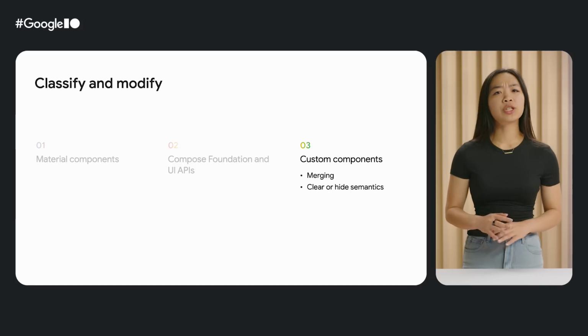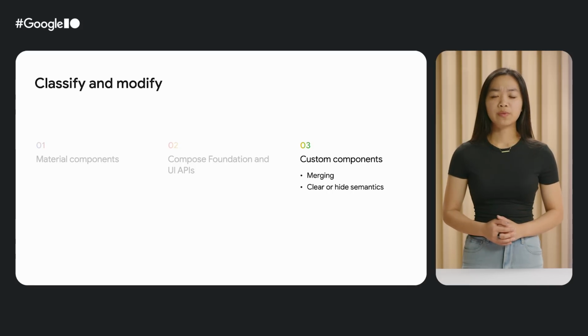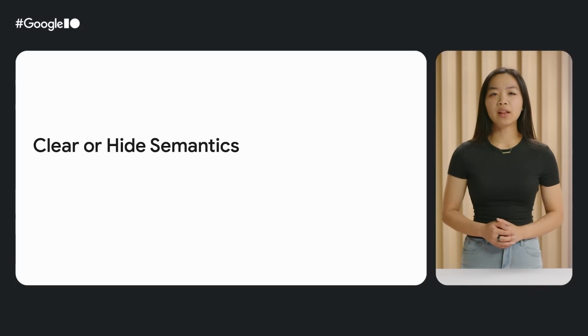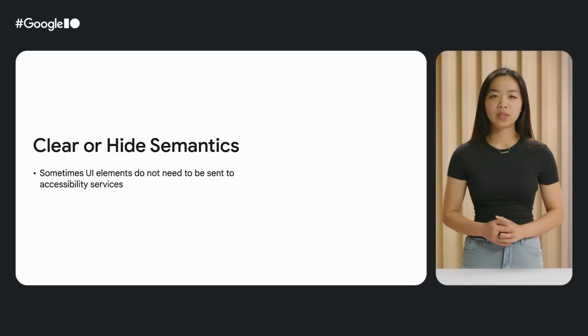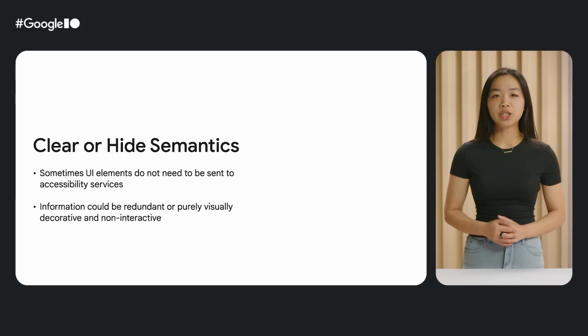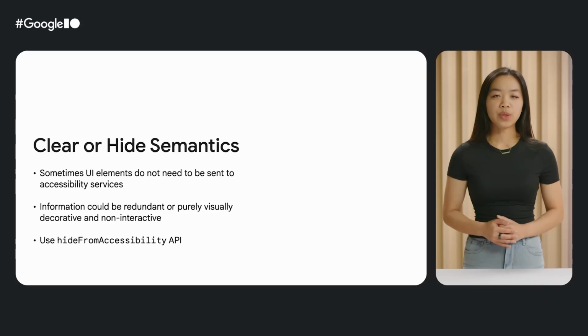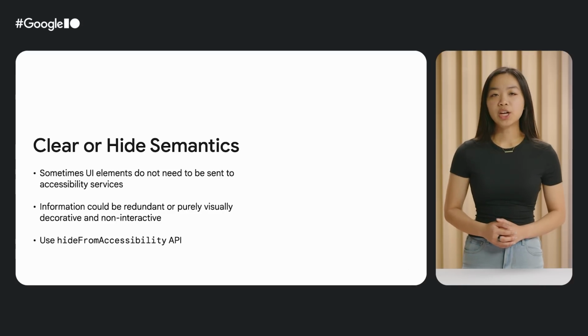But what about times where we don't need to send semantic information? In some scenarios, certain elements should not be sent to accessibility services, perhaps because their additional information is redundant for accessibility, or because they are purely visually decorative and non-interactive. In these cases, you can hide elements with the Hide from Accessibility API, introduced in Compose version 1.8.